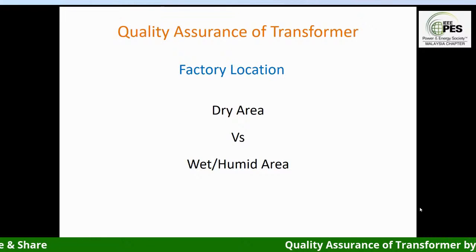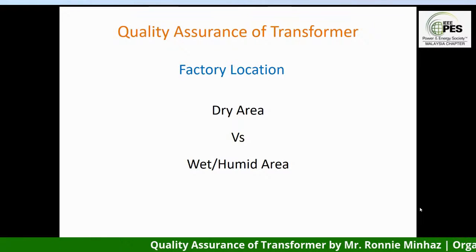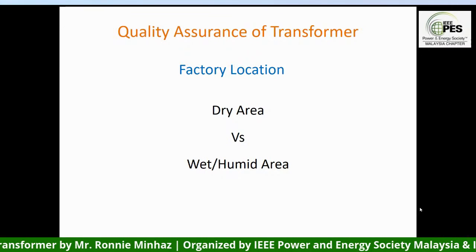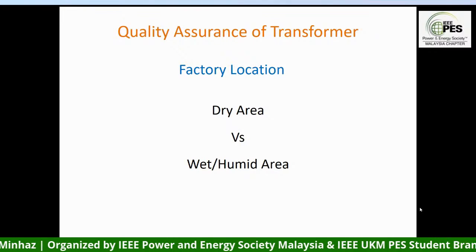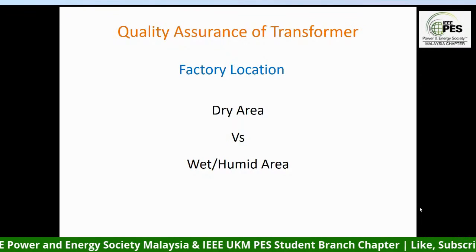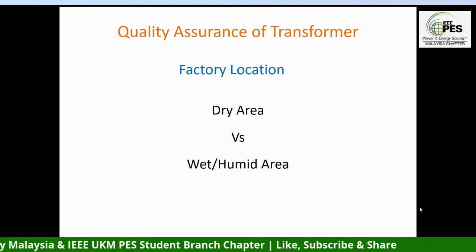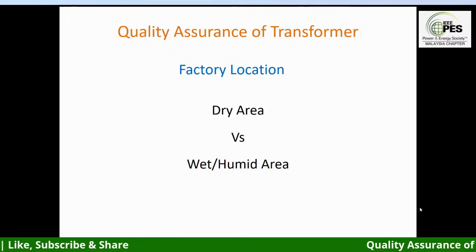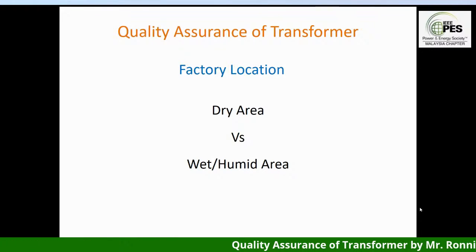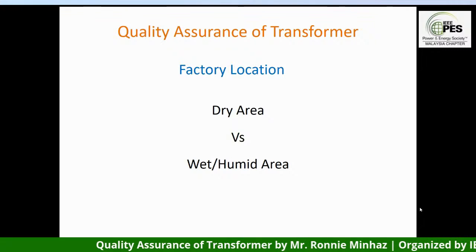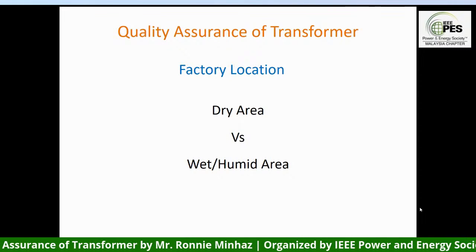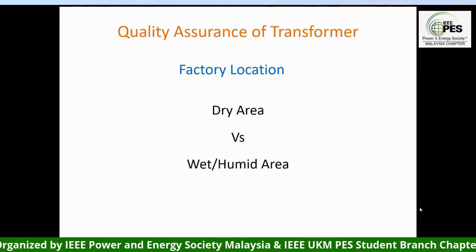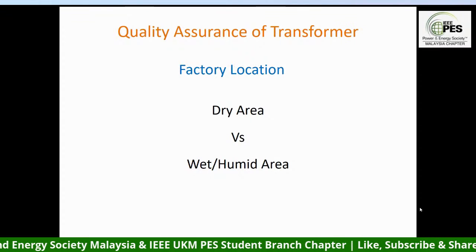The next question is, what can be those reasons during the manufacturing process that can compromise the quality, I mean the reliability and the life of the transformer? Let's start with the first one, the factory location. Does it matter whether the factory is located in a dry area compared to a humid or wet area, where you can have high humidity, or near the ocean? Does it really matter? Of course it matters. If a factory is located in a dry area, it has an advantage over a factory located in a humid area or nearby the ocean.